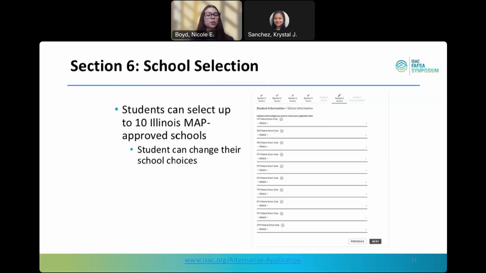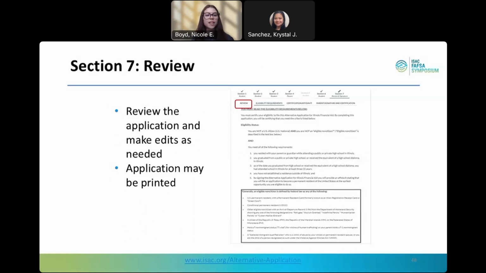That brings us to Section 6, which is school selection, where students can select up to 10 Illinois MAP approved schools, and students can go back and change their school choices. And then finally, that brings us to Section 7, which is just to review. So the student should review their application and make any edits as needed. It's a lot easier to make edits here versus after you actually submit. And then that application can be printed so students can keep a copy.